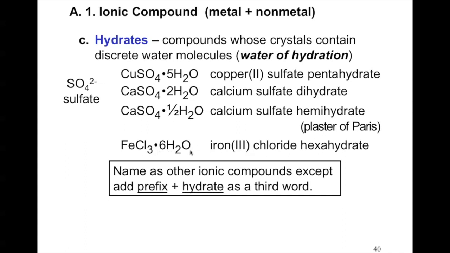Now, the rest of the formula here, the .6H2O, means that for every one of these iron 3 chloride units, you have 6 water molecules nearby in the crystalline lattice. And so to write out the formula, we use a Greek prefix to count out the number of water molecules. So now we would name this compound iron 3 chloride hexahydrate. The Greek prefix for 6 is hexa. Well, let's look at the other 3 compounds we have up here.